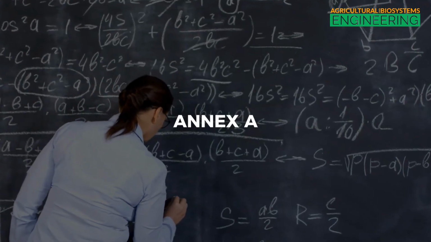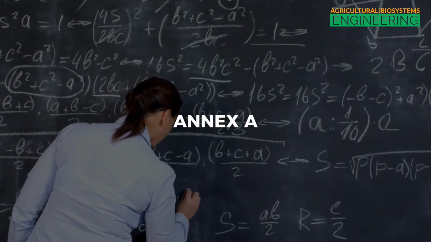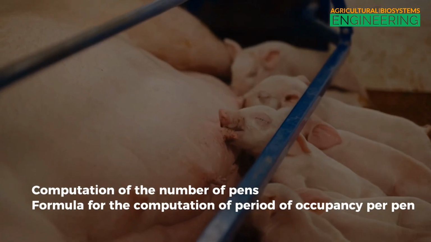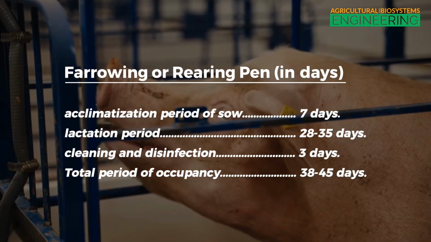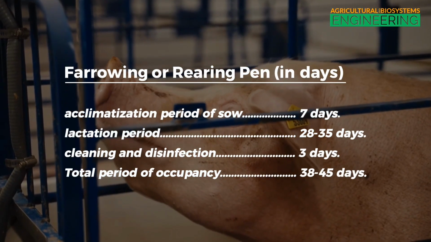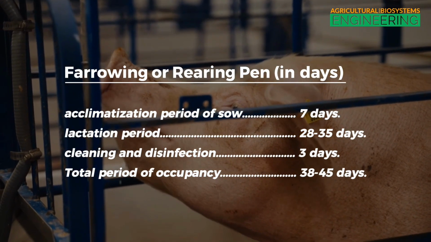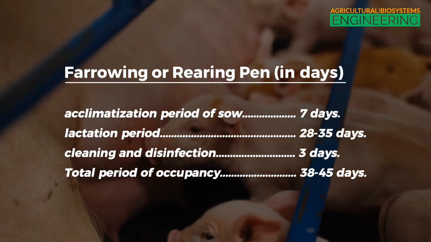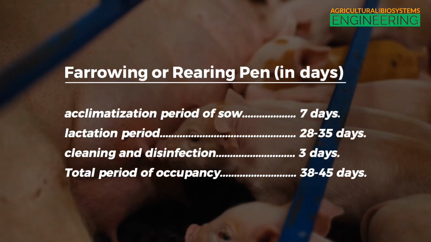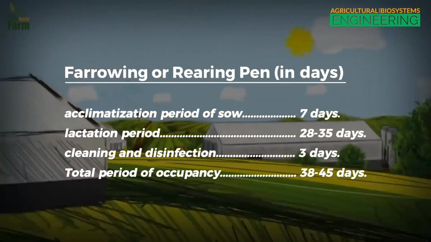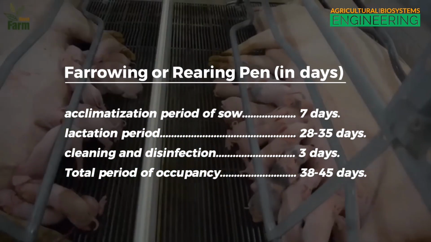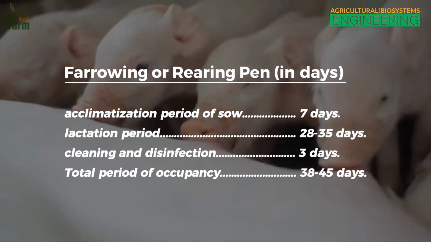Annex A. Computation of the number of pens. Formula for the computation of period of occupancy per pen. Farrowing or rearing pen, in days. Acclimatization period of sow, 7 days. Lactation period, 28 to 35 days. Cleaning and disinfection, 3 days. Total period of occupancy, 38 to 45 days.